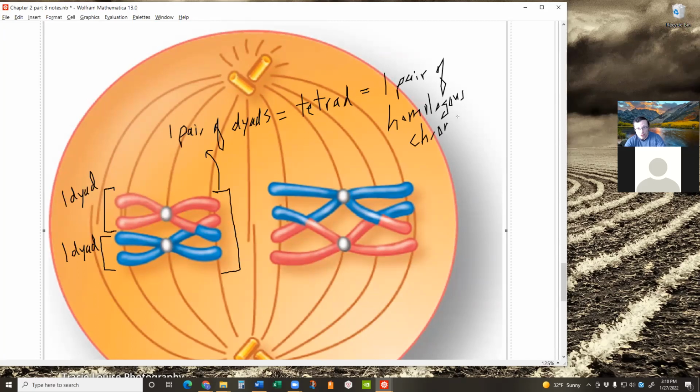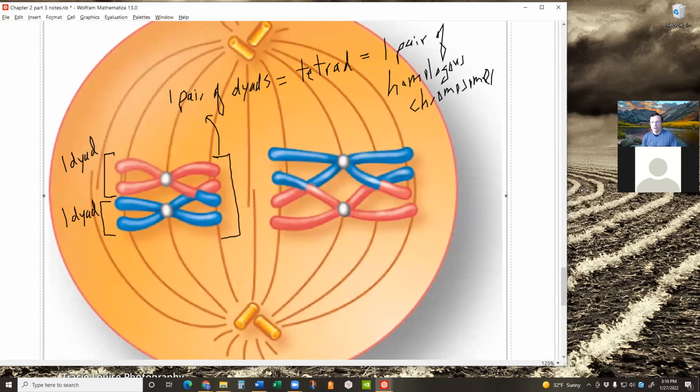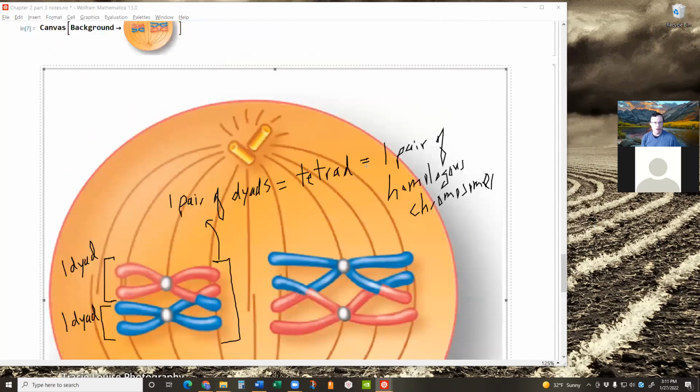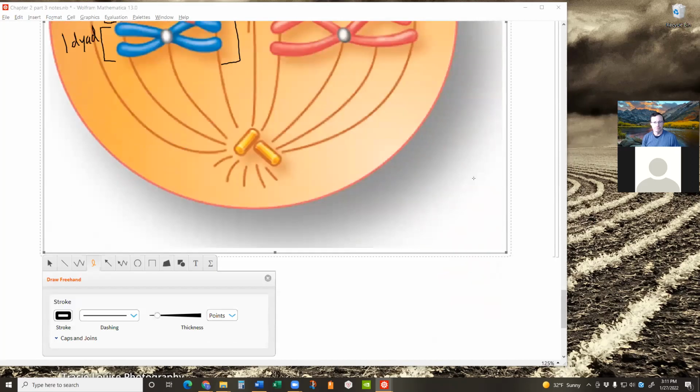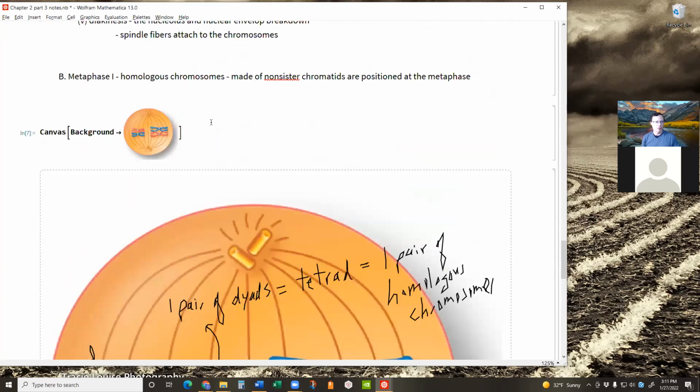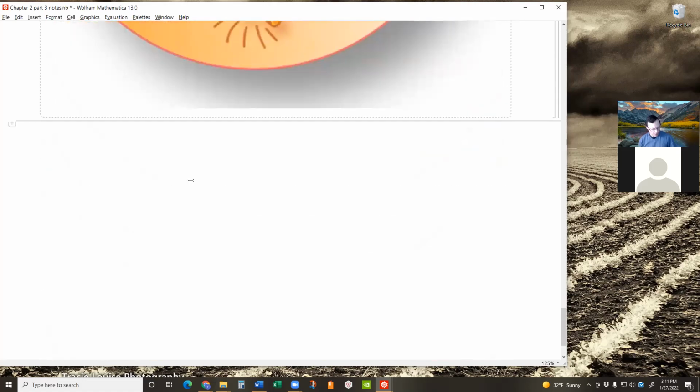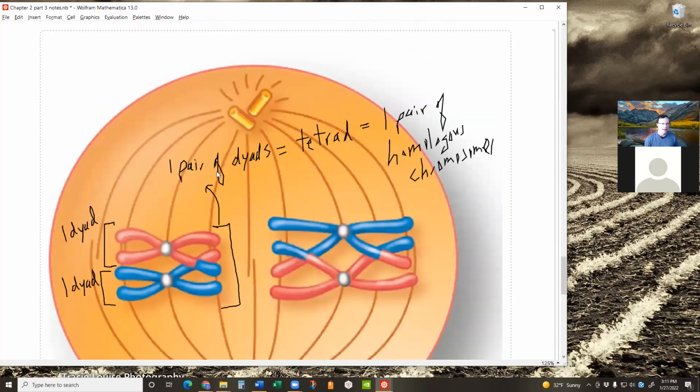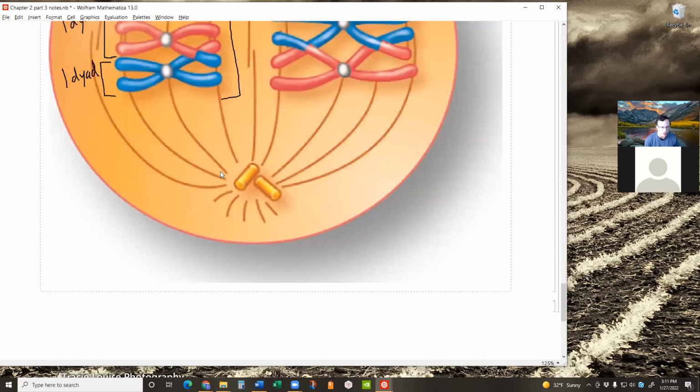Don't know why my computer insists on making square letters, but hopefully you can interpret that easily enough. Do you have any questions about the terms monads, dyads, or tetrads? Okay, good. So hopefully that clarifies some of this language that gets thrown around. Let's continue. We were at metaphase 1. Let's go to anaphase 1. I'm sorry for going back and forth here. Anaphase 1 is going to be letter C.